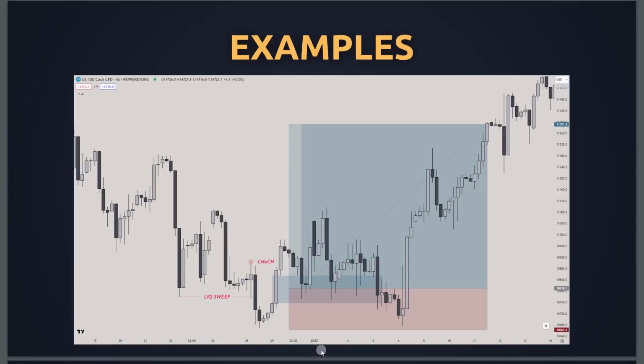Another example here of the 2022 mentorship model is this one right here. So this is on NASDAQ. You can apply this on any time frame. So the previous one was, I guess, on the 5 minutes. This is in the 4 hour. You can apply this on the daily because time is fractal. You can apply this on any time frame.